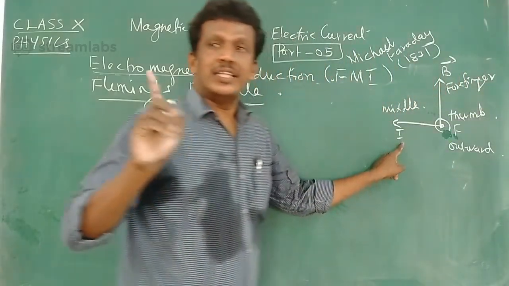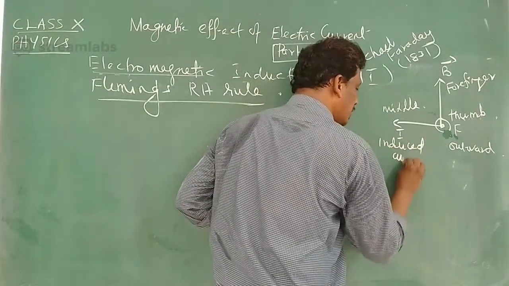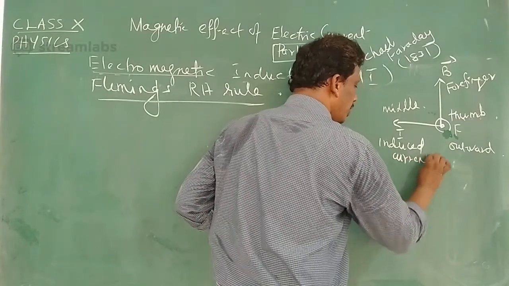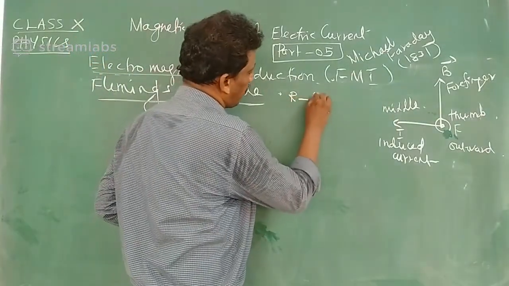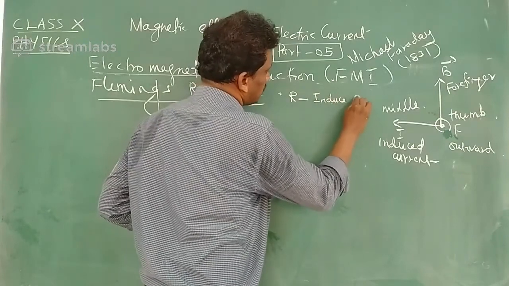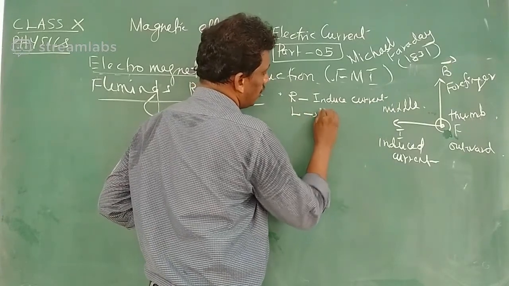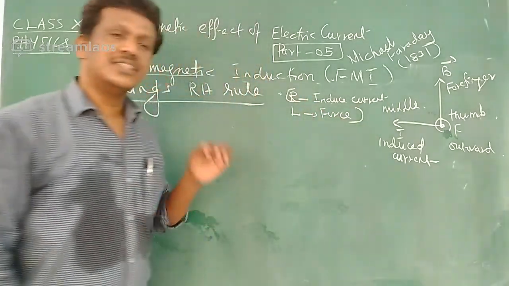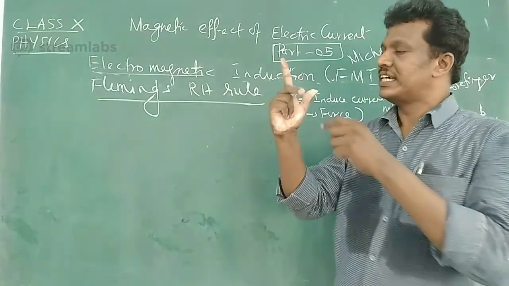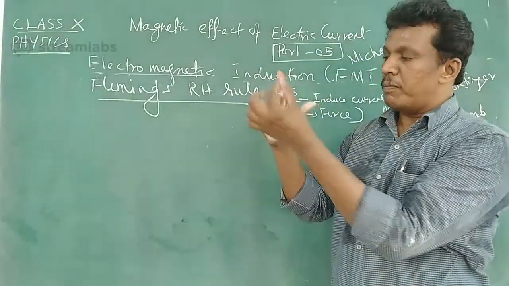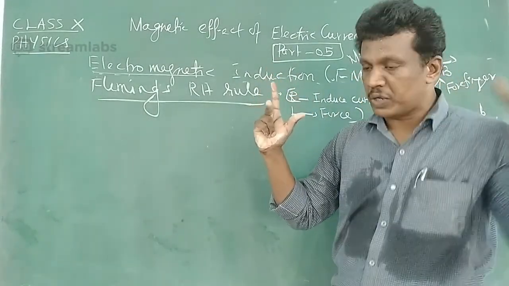What is this current? This is not a steady battery current. What is this current? Induced current, very very important. So what is Fleming's right hand rule? It is the right hand rule to find the induced current. Because if you have started with the left hand for force, you remember that. Can I give you the statement? Yes. Stretch your forefinger, middle finger and thumb of your right hand mutually perpendicular. This is the first point.